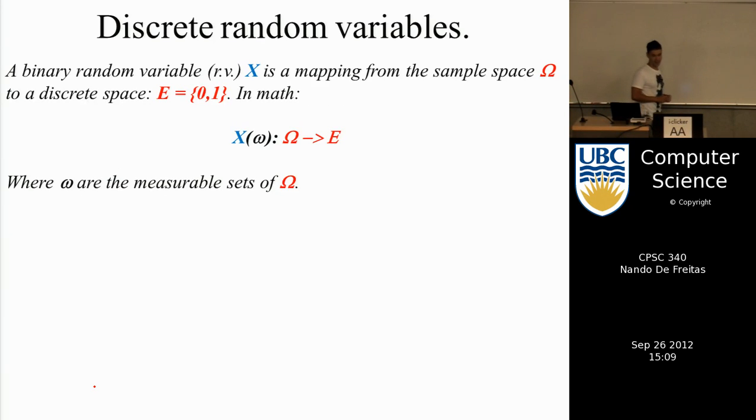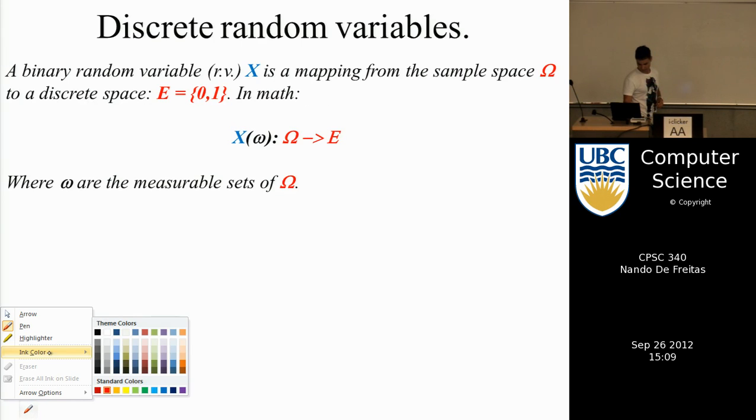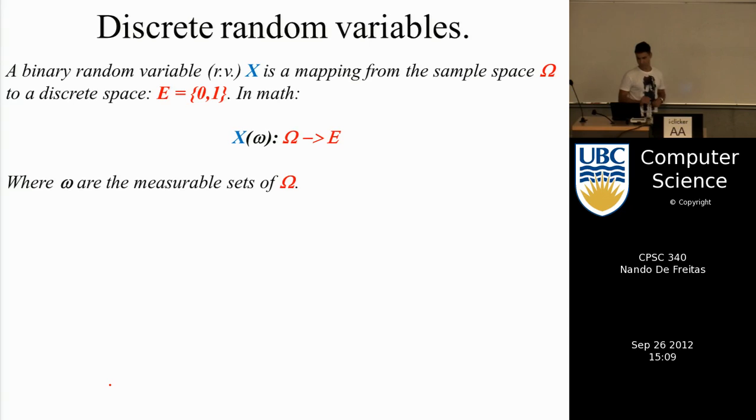Okay. First, let me introduce the concept of a random variable. So in particular, we're going to focus first on binary random variables. I will then relax this to continuous variables and multivalued variables. But it's very useful to learn binary variables first, because every concept about binary variables extends naturally to other types of variables. And binary variables are sort of easy to think about.